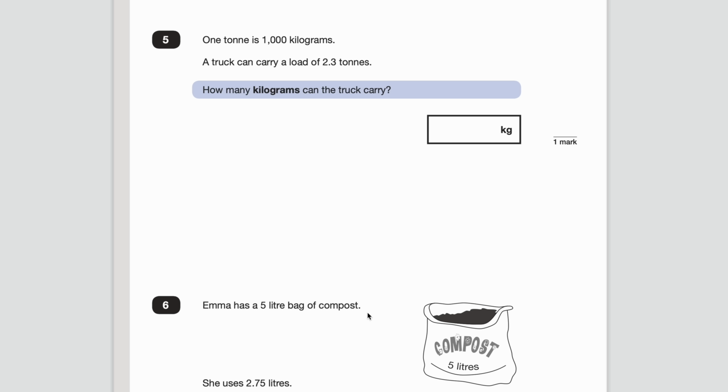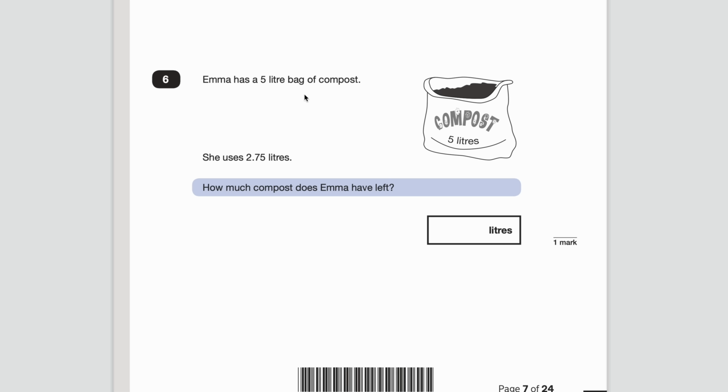Number 5, 1 ton is 1,000 kilograms. A truck can carry a load of 2.3 tons. So how many kilograms can the truck carry? This is very straightforward. This is just multiplying by 1,000. So we know that 1 ton equals 1,000 kilograms. So 2 tons must be 2,000 kilograms. And 0.3 is 300 kilograms. So in total, the truck can hold 2,300 kilograms.